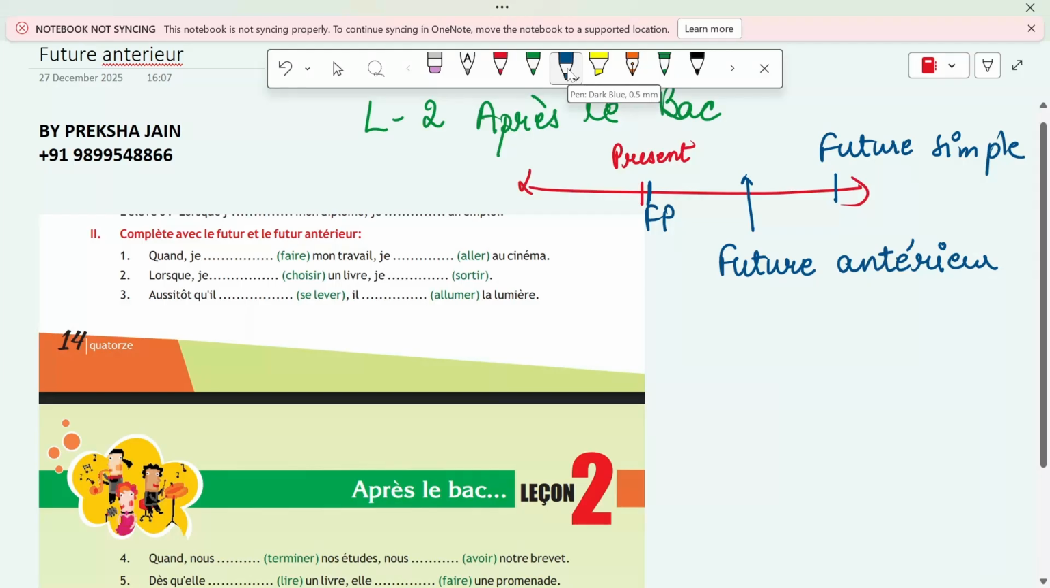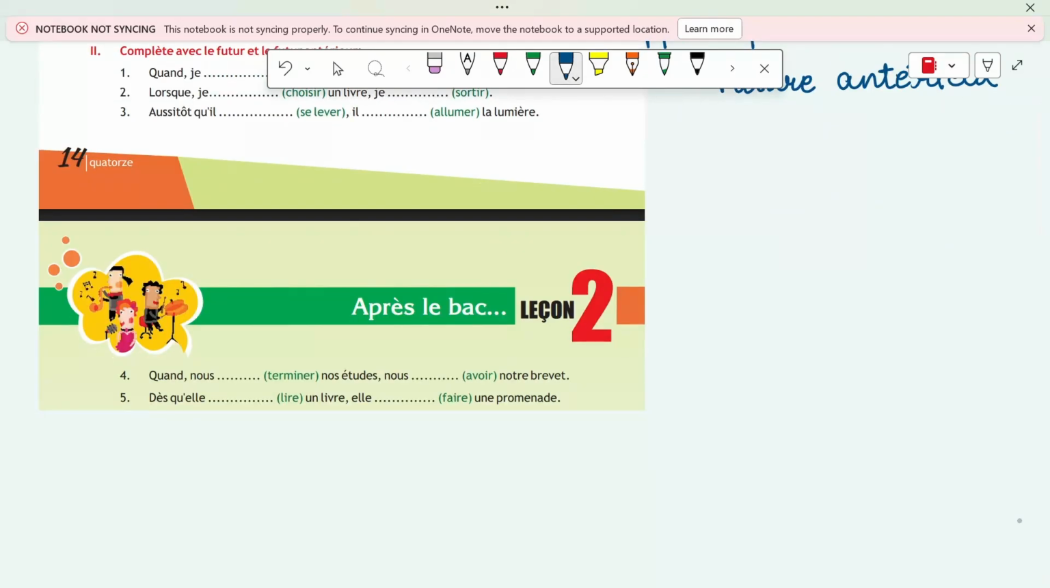So, in simple words, it is a tense that is used to describe an action that will have been completed before a reference point in the future. It is normally used to describe the action that will happen by a specific point in the future. Now, let's see how the formation works, and then we will come to this particular exercise in the NCERT, that is the Entre Jeunes part 2.